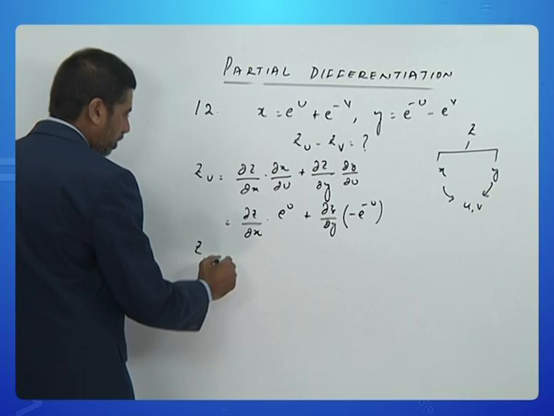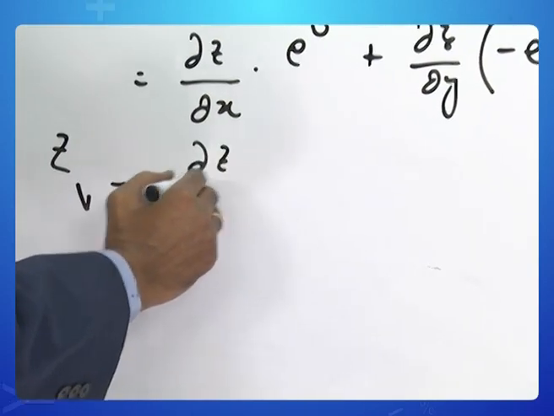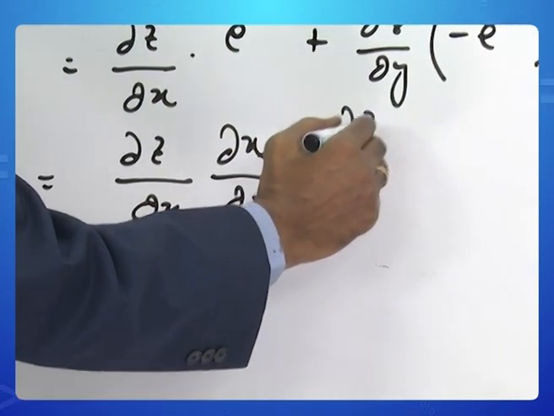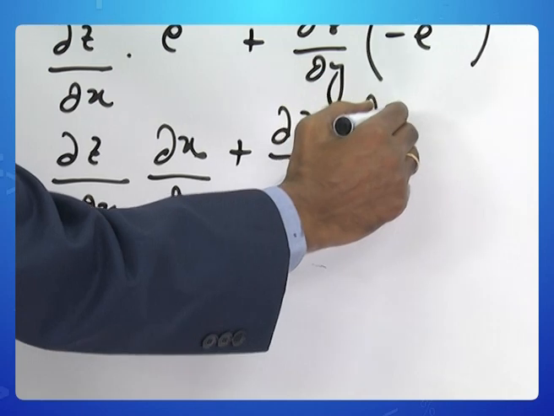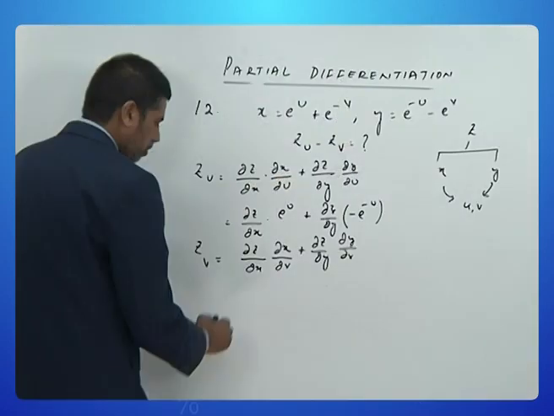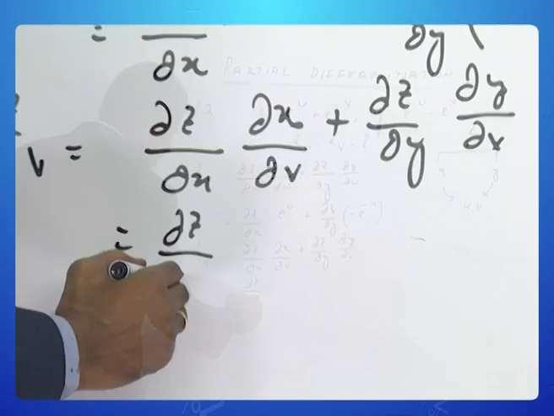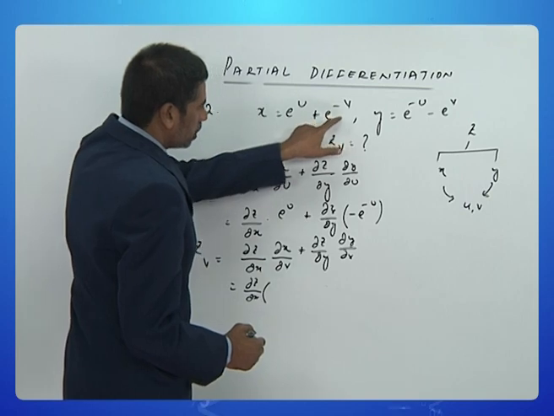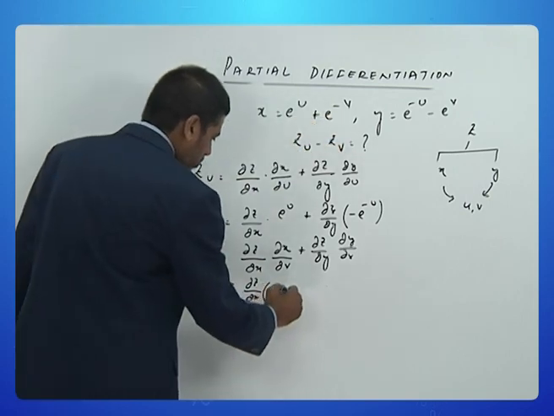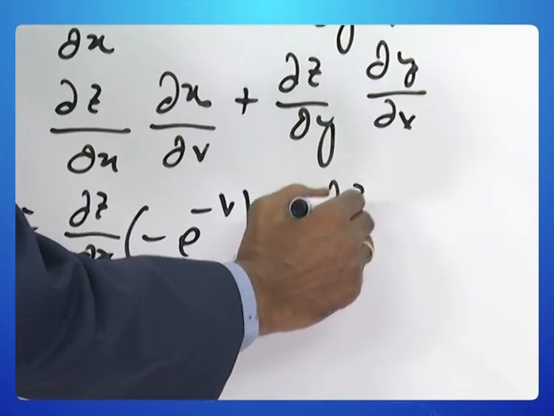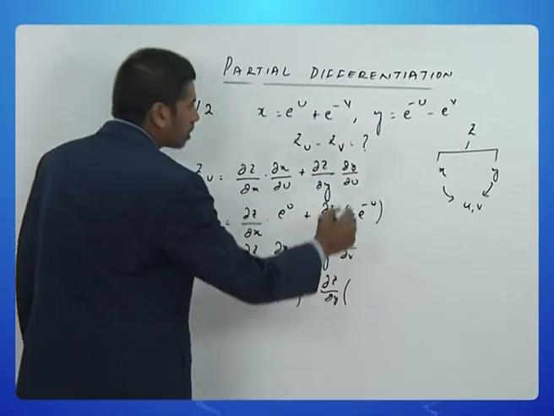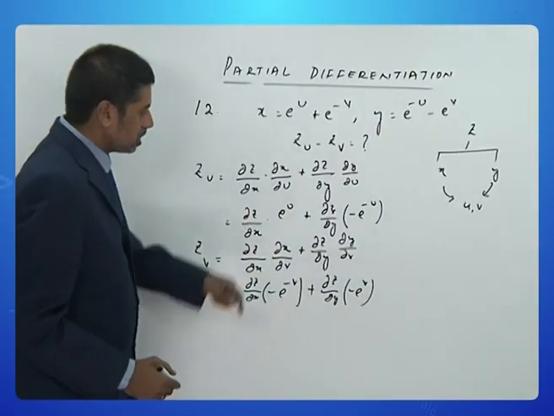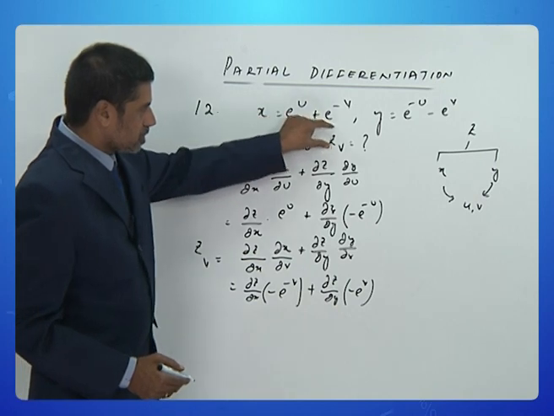Similarly, let's find zv. Again you set up the formula ∂z/∂x into ∂x/∂v plus ∂z/∂y into ∂y/∂v. So ∂x/∂v will be minus e^(-v). This is a constant. So let's write minus e^(-v) plus ∂z/∂y. ∂y/∂v is minus e^v. So with this, the raw forms of zu and zv are available.